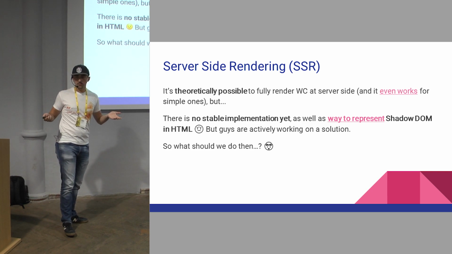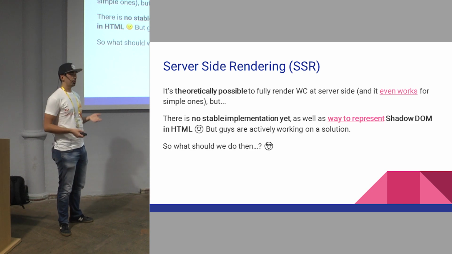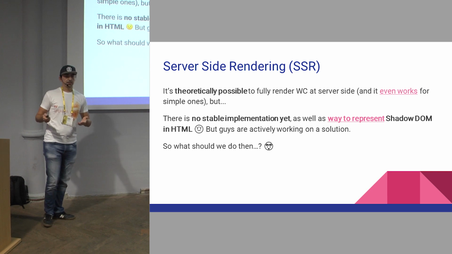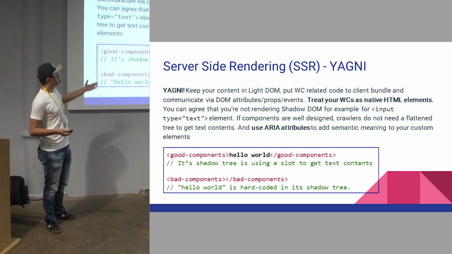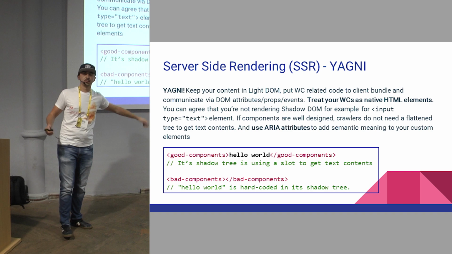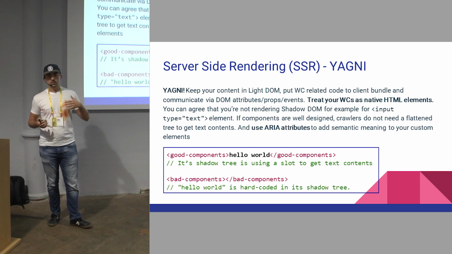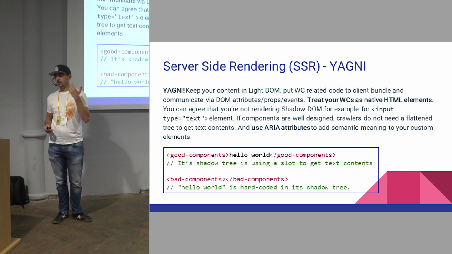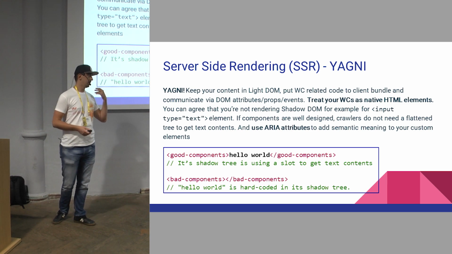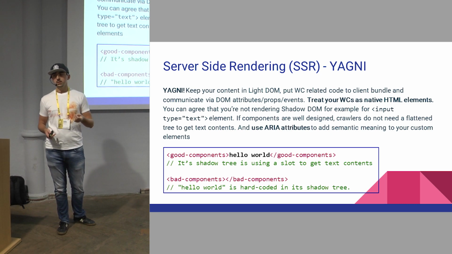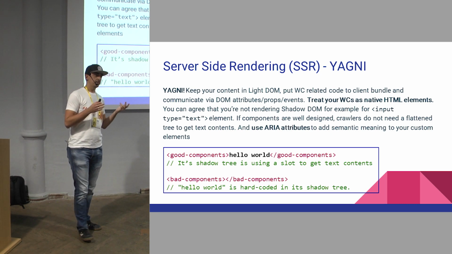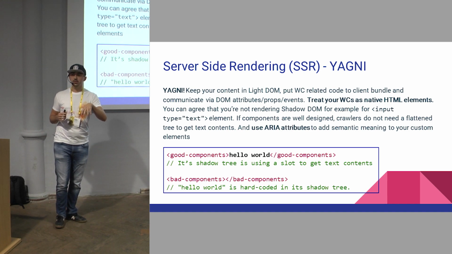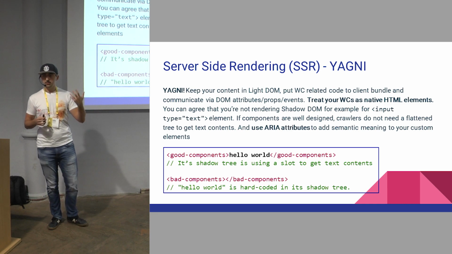So what should I do then, right? If I still want to do this, if my boss says, okay, we are not going to use web components without server-side rendering support. You aren't going to need it in most cases, because if you design your components well, crawlers, social media bots and accessibility tools will not need to see the Shadow DOM to understand the content on a page, right?